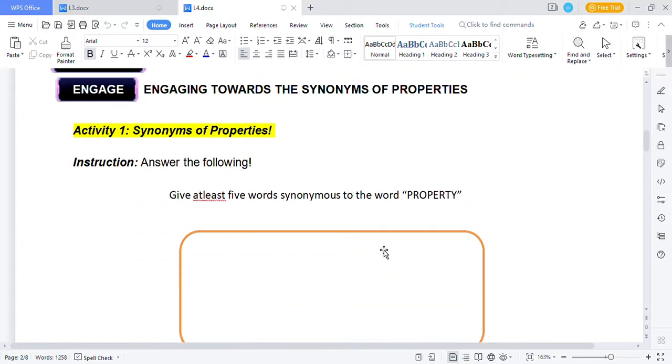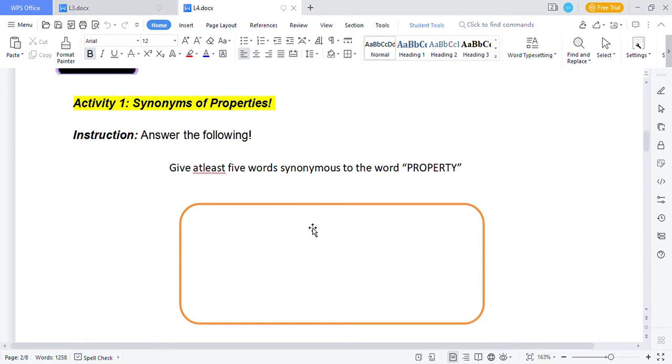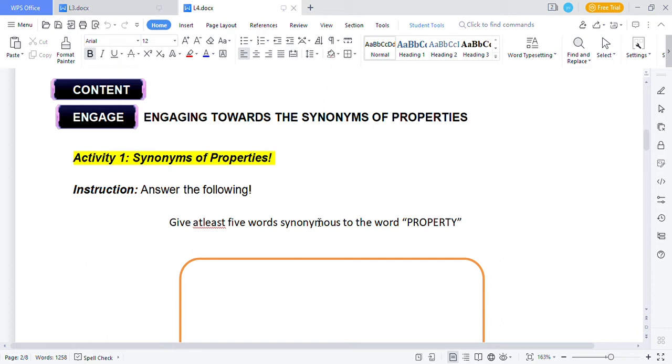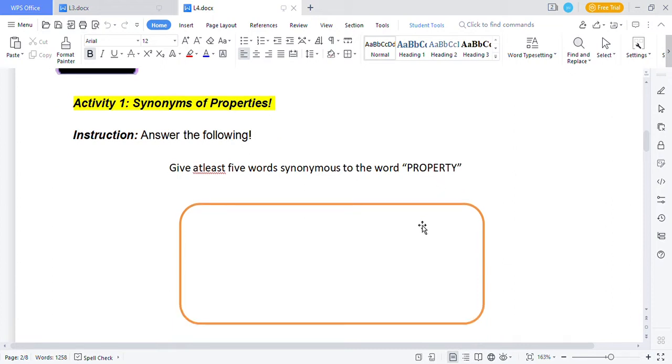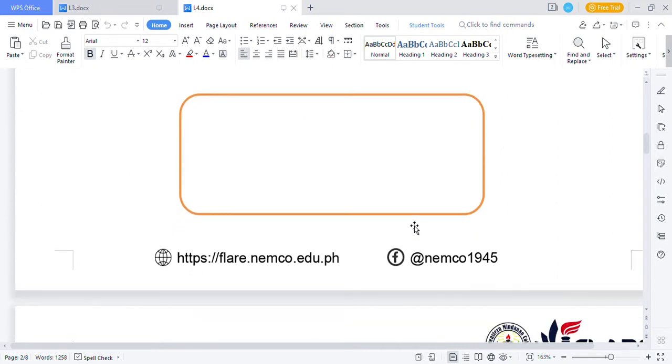In here, I'll be giving you this as your assignment. You will have to give at least 5 words synonymous to the word property. I'll be putting this on your platform as your assignment. You will just have to search, or give words that are synonyms for the word property. It's simple, just 5 words that will also help you identify that they are the same as the word property.